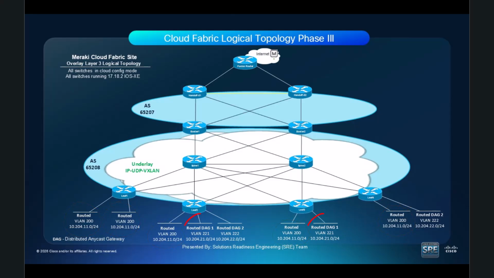And then there is a DAG1, which is a distributed anycast gateway and is VLAN 221 and is hanging off of leaf 2 and 3. DAG2 is hanging off leaf 2 and 4. The DAG allows us to have the same subnet stretched across multiple leaves. There is also such a thing as a bridge DAG, but we are not presenting that in this topology or in our network.